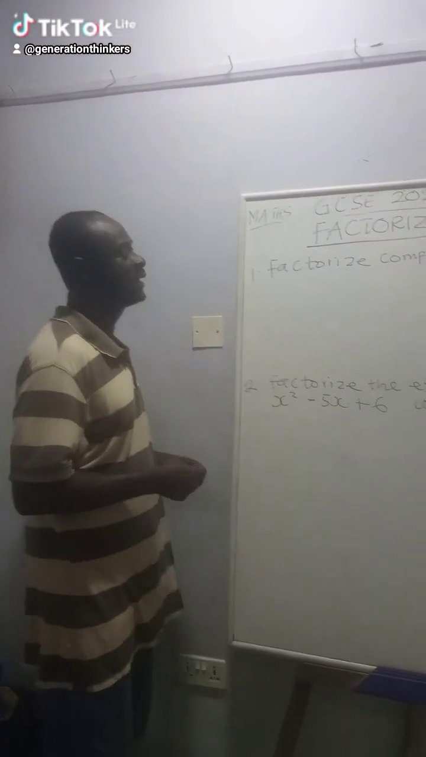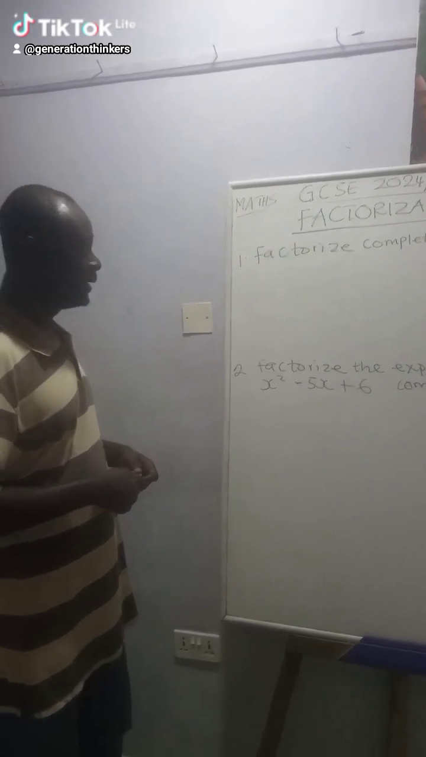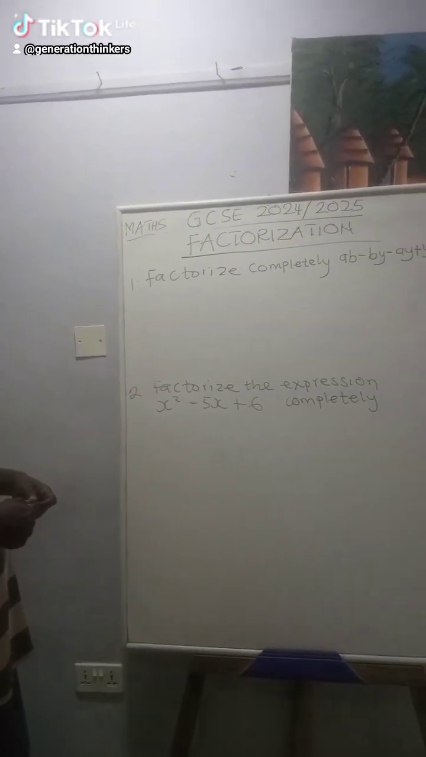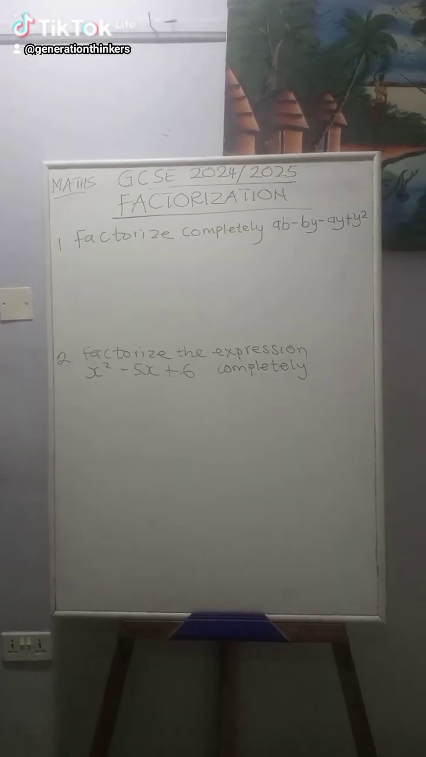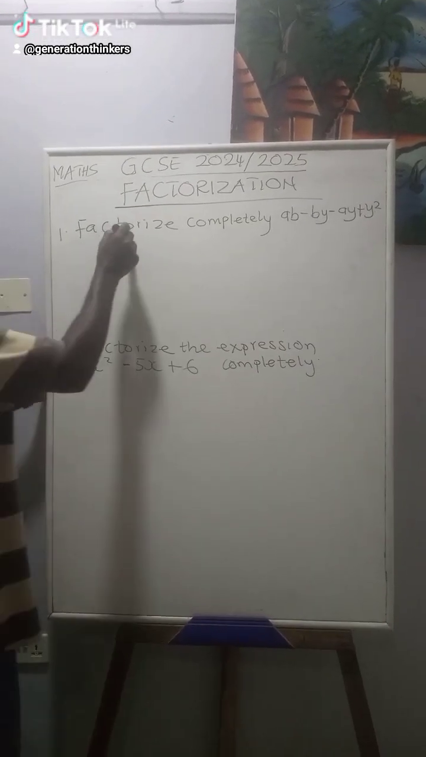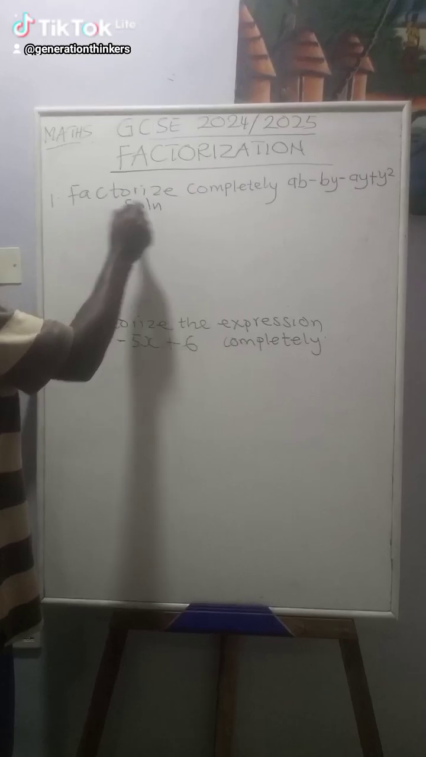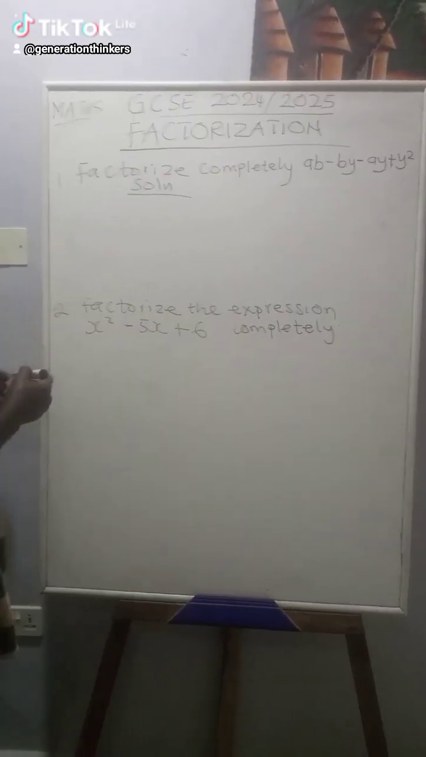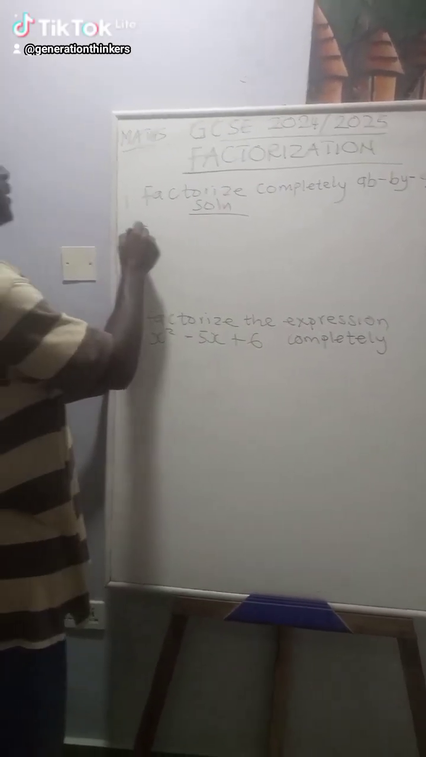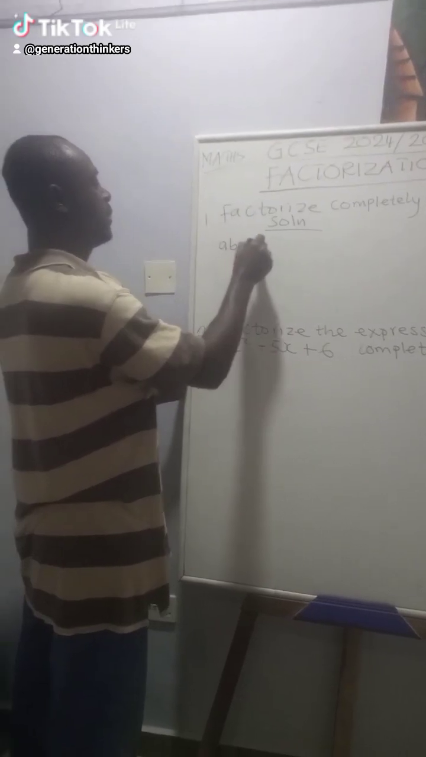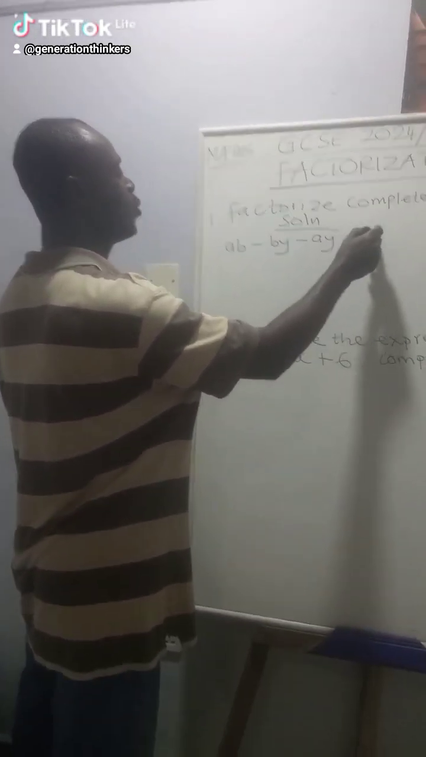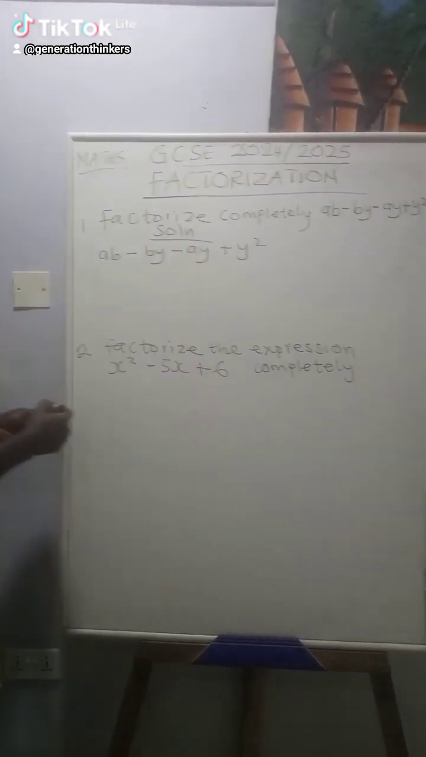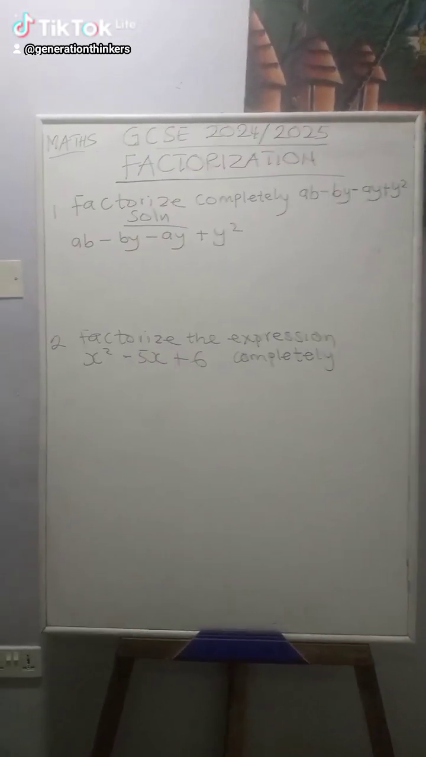The question says: factorize completely ab minus by minus ay plus y squared. So first, let's come to the solution. From the question on the board, you want to factorize ab minus by minus ay plus y squared. We can use the grouping method to solve this question.